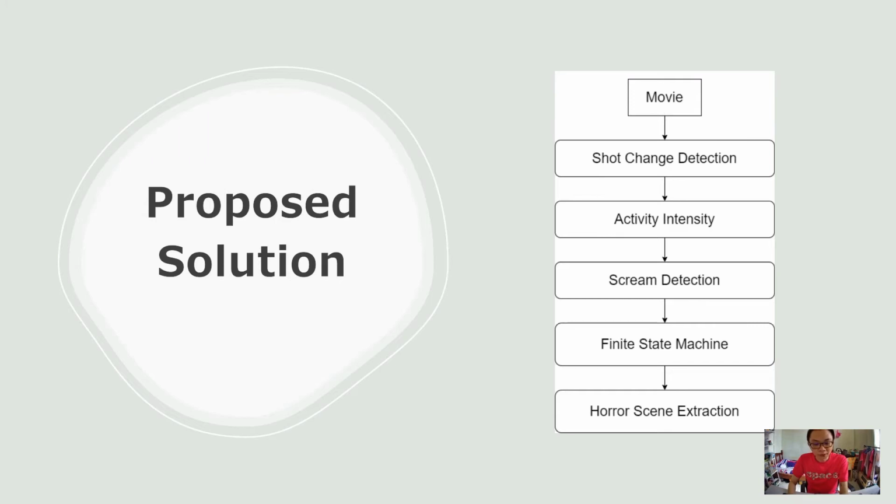Firstly, shot change detection is used to separate each shot using color histogram. Activity intensity is determined for each shot using audio and motion. If a shot has high activity intensity, scream detection is applied to check for screaming. Finite state machine is used to determine whether the scene is a horror scene and then to extract the horror scene.